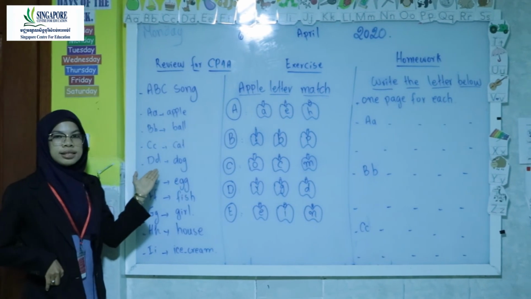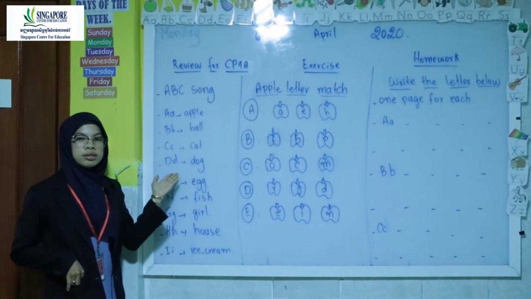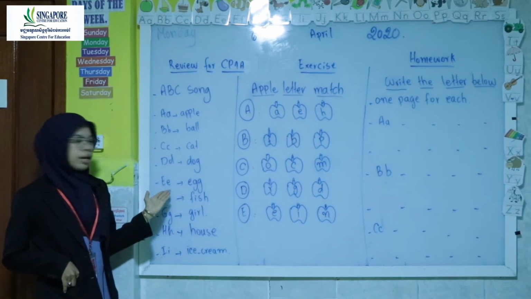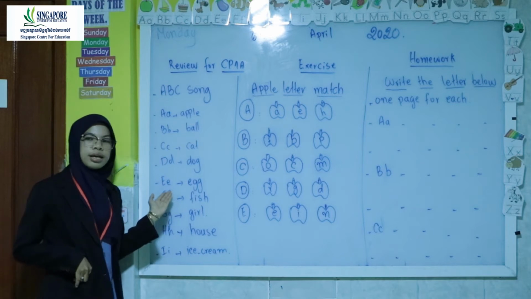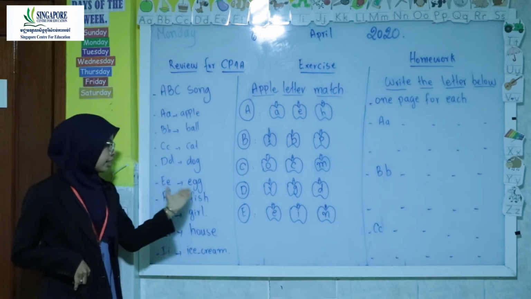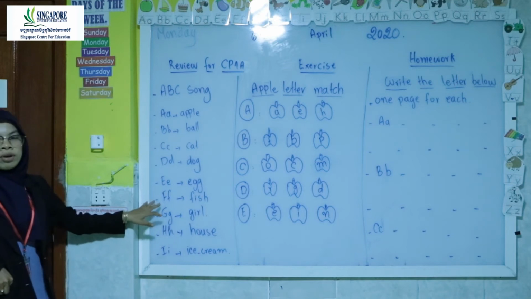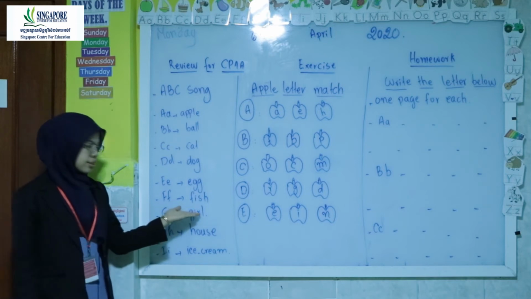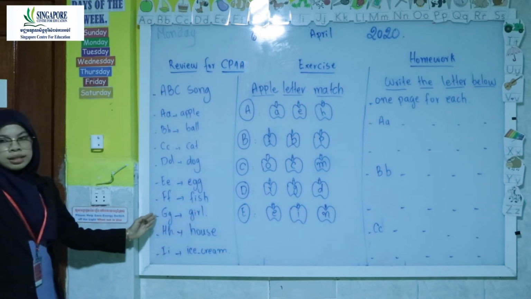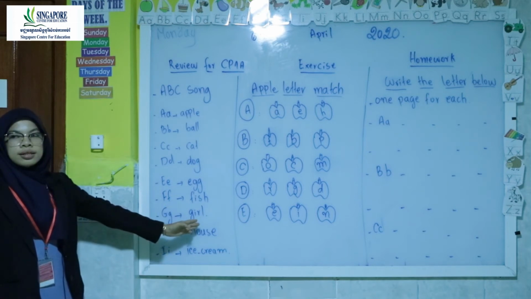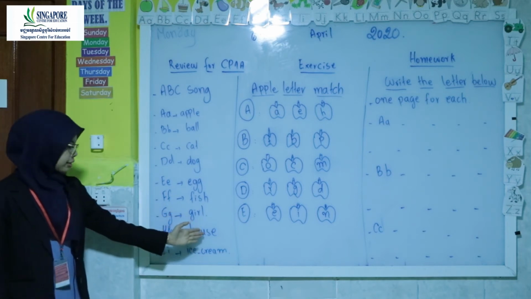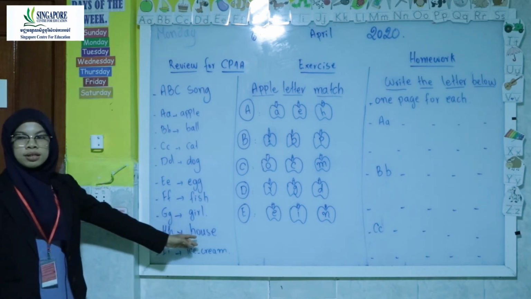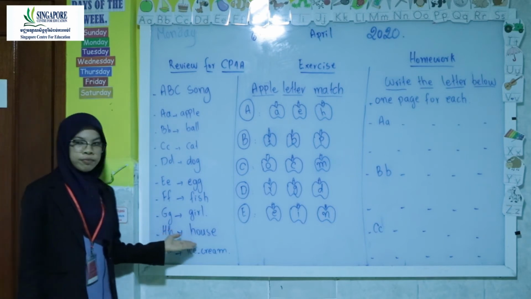Next, letter D for dog. Again, letter D for dog. Letter E for eight. Again, please. Letter E for eight. Letter F for fish. Again, please. Letter F for fish. Next, letter G for girl. Letter G for girl. Letter H for house. Again, please. Letter H for house.